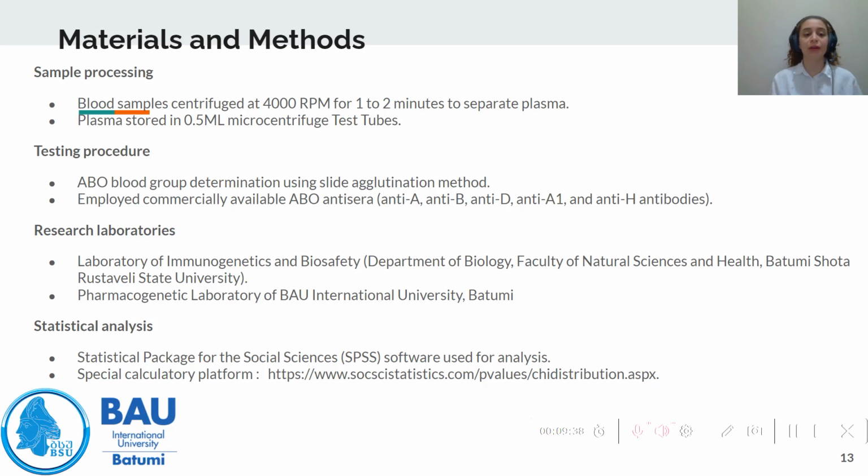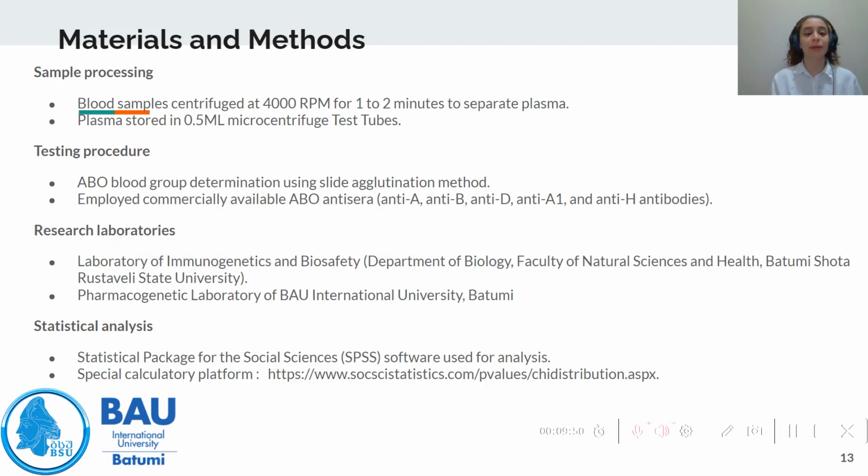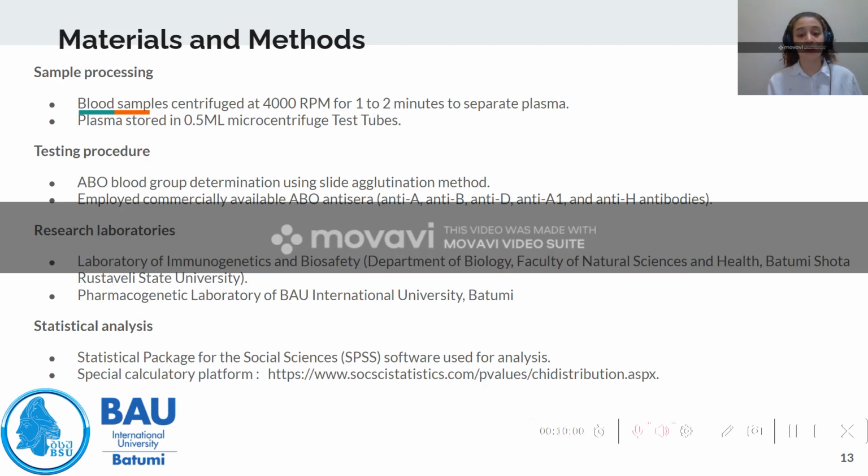The laboratories used were the Laboratory of Immunogenetics and Biosafety in the Department of Biology, Faculty of Natural Sciences and Health, Batumi Shota Rustaveli State University, and the Pharmacogenetic Laboratory of Bao International University, Batumi. For the statistical analysis, we used SPSS software, and a special online calculation platform for the calculations that we did.